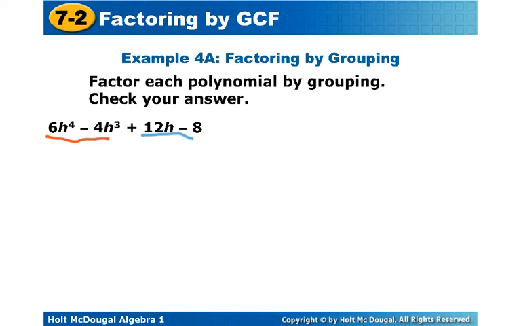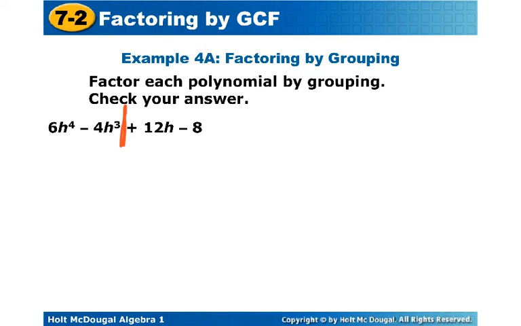So I'm going to leave my problem how it's written, and I'm just going to divide it in half. I'm going to draw a line down the middle to show my groupings. So I have this part being one grouping, and this over here being my second grouping. Now I'm simply going to factor out the GCF from my first grouping.